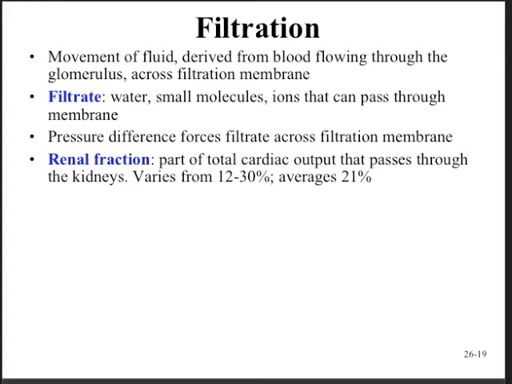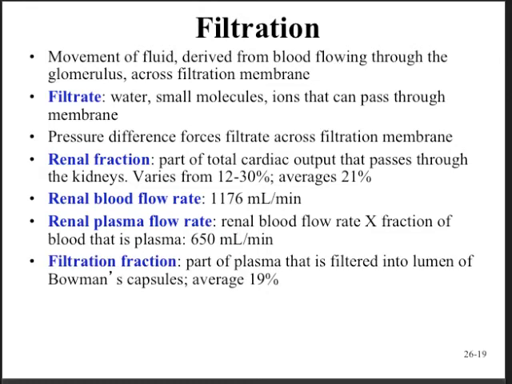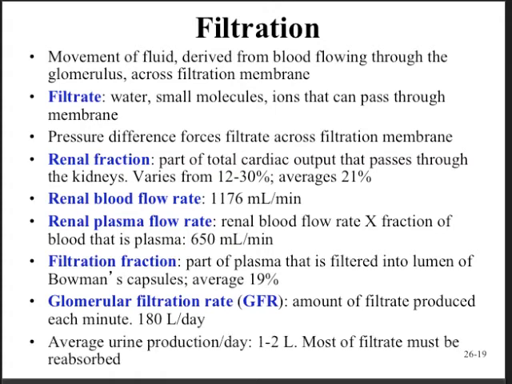The renal fraction is the portion of the total cardiac output that passes through the kidneys, and it varies between 12 to 30%, average about 20%. Renal blood flow rate is about 1,200 milliliters a minute, and renal plasma flow rate is simply the renal blood flow rate times the fraction of blood that is plasma, and that works out to about 650 milliliters per minute. The filtration fraction is the part of the plasma that's filtered into the lumen of Bowman's, and that's about 19%. And the GFR is the amount of filtrate produced each minute, and that averages about 180 liters daily.